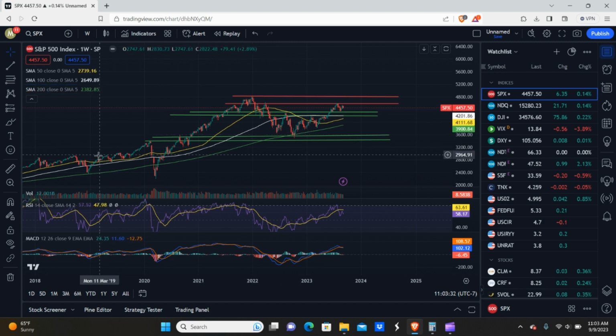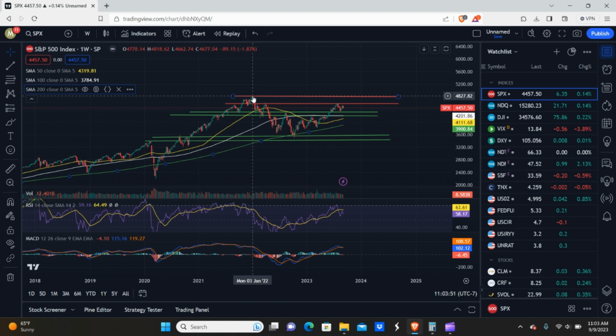The reason why I use the 50 and the 100, as you guys can see in previous years here, is that it did hold up as support. When it moves above those, obviously we're clearly in an uptrend. When it holds it, we're in an uptrend. So that's the more short-term time frame bullish indicator, but the long-term one would be the 200.